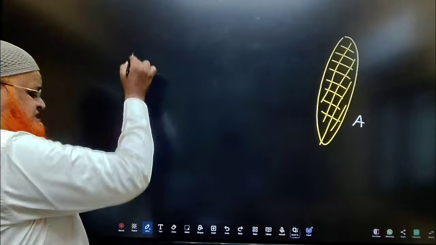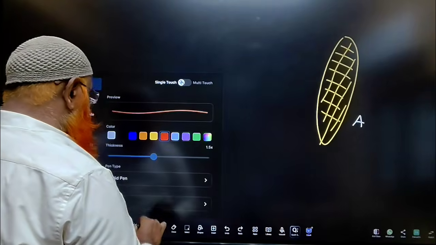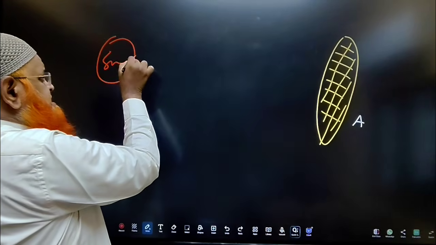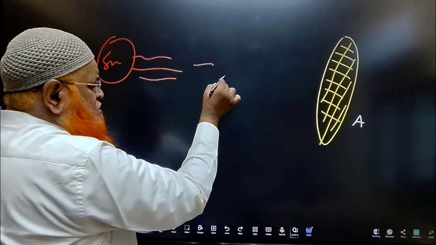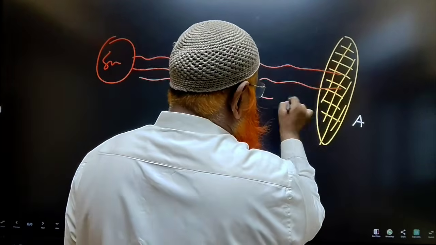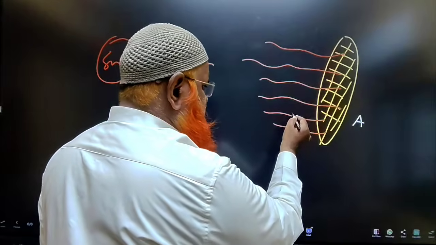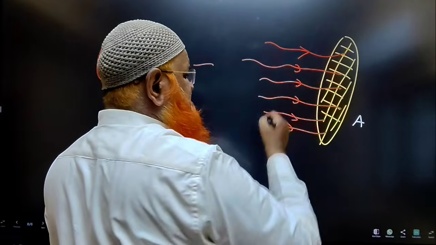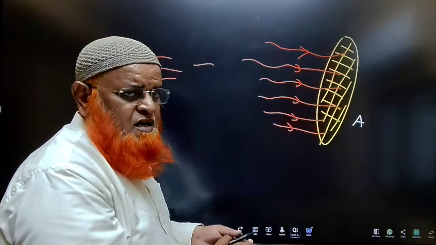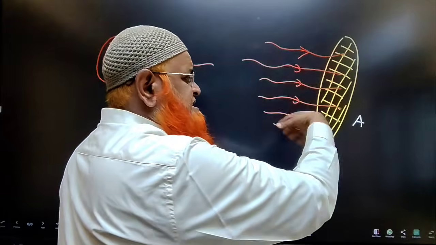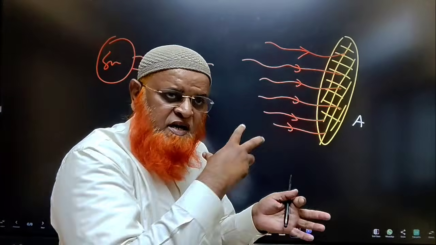Now, this is the sun, from which light is coming in the form of waves. All the waves will strike the surface area like this. Understood? Let us imagine that whatever light falls on the surface, the total light is absorbed.